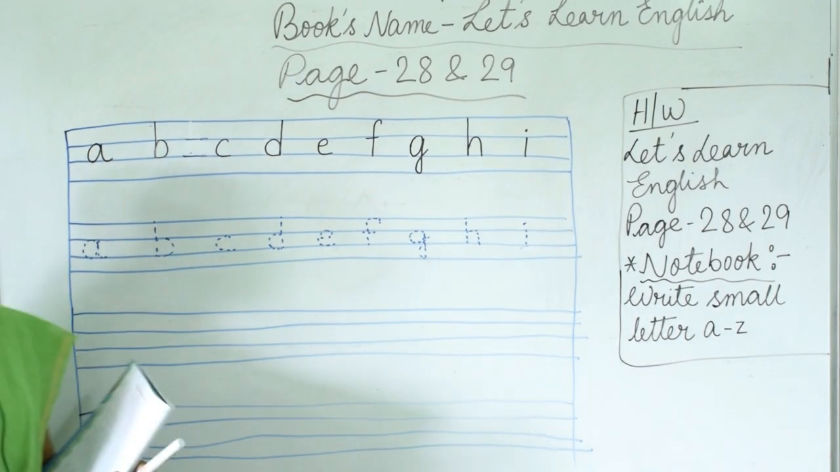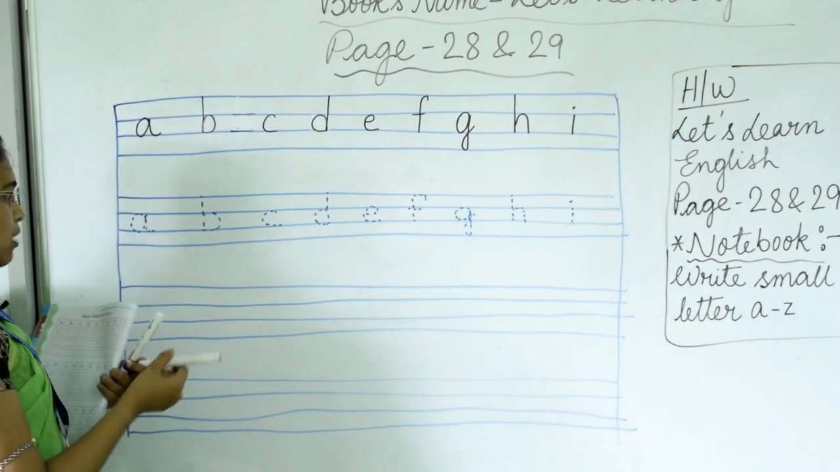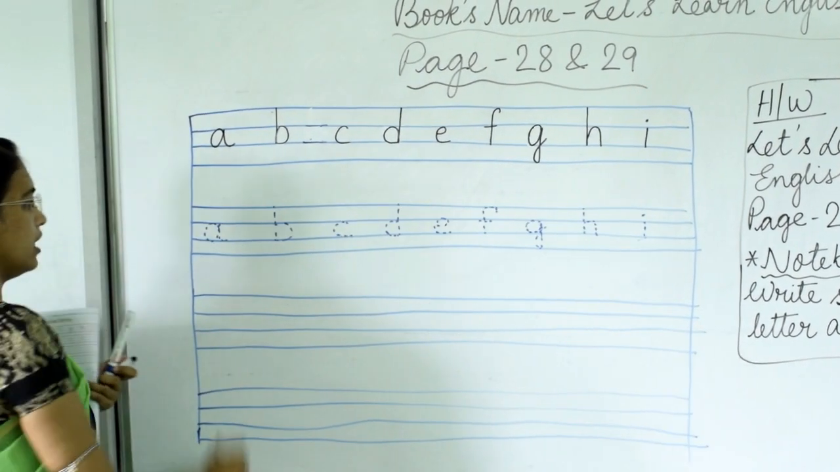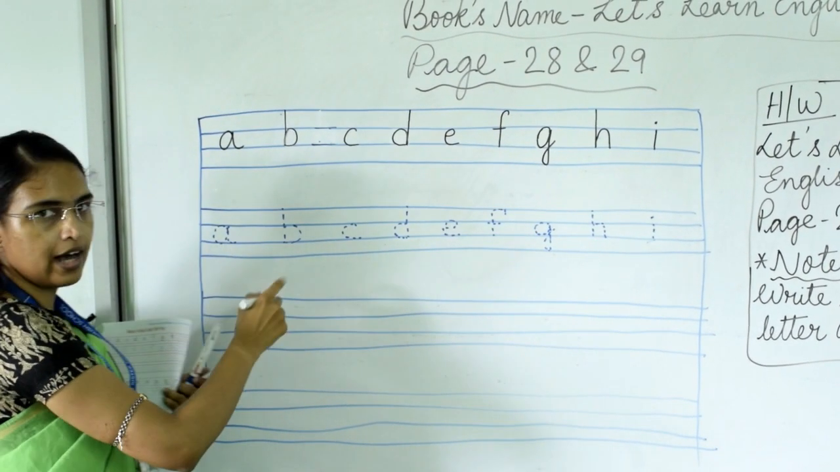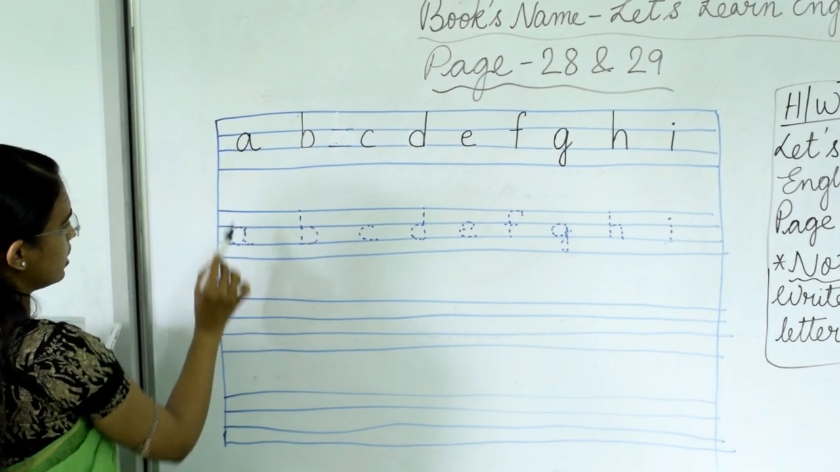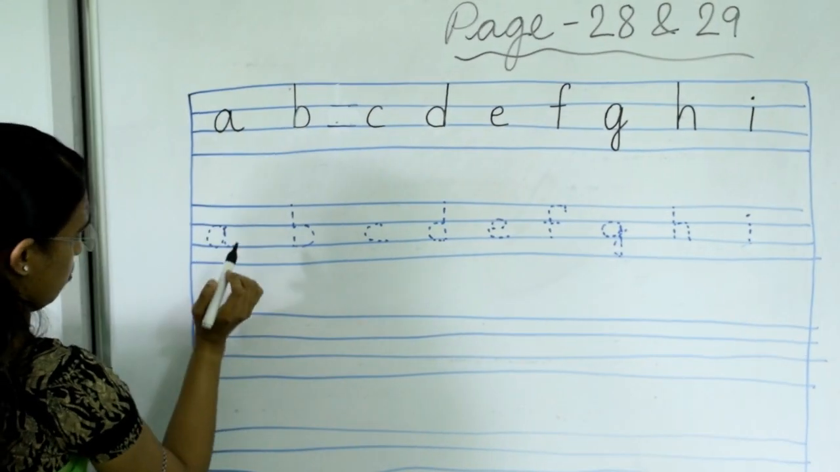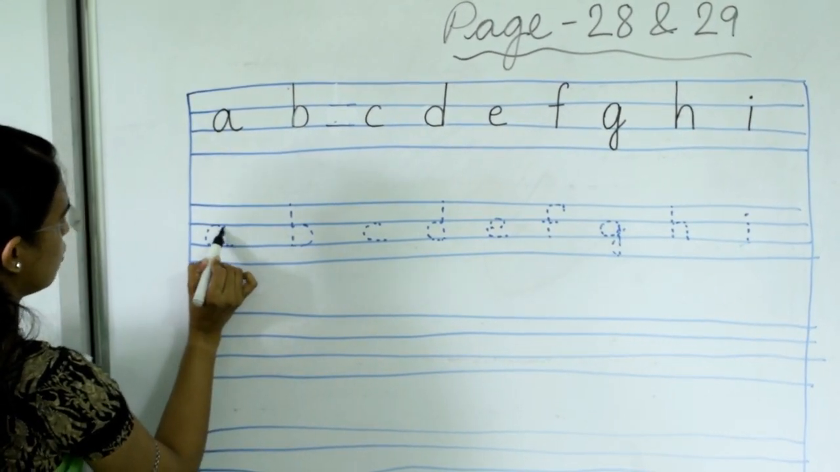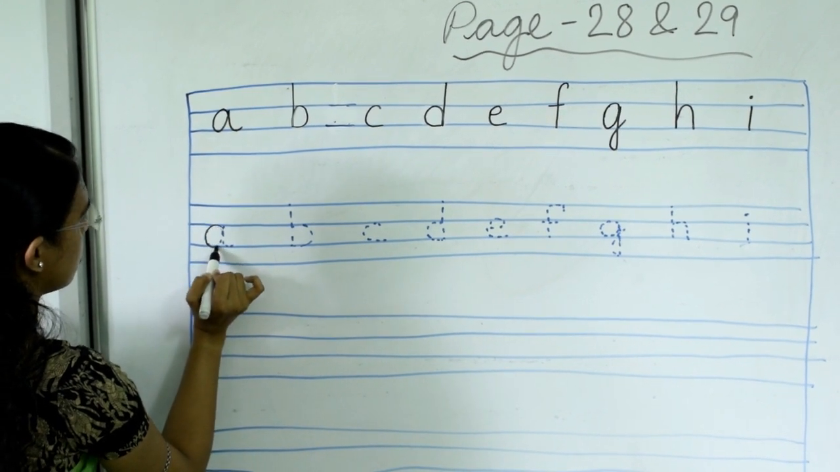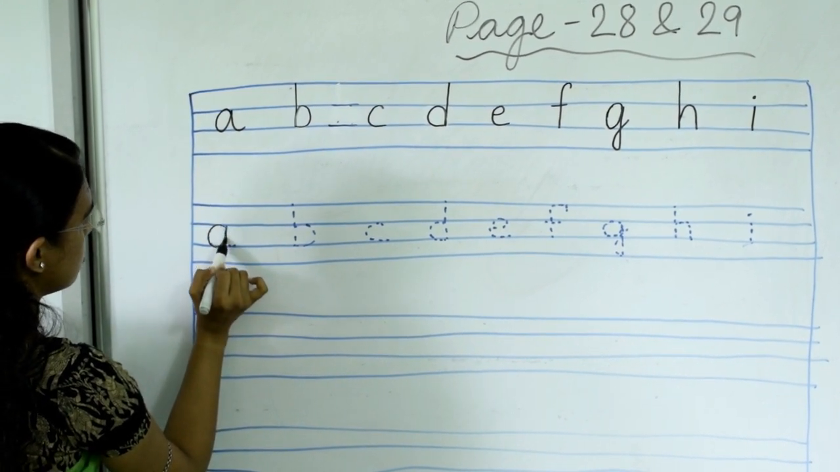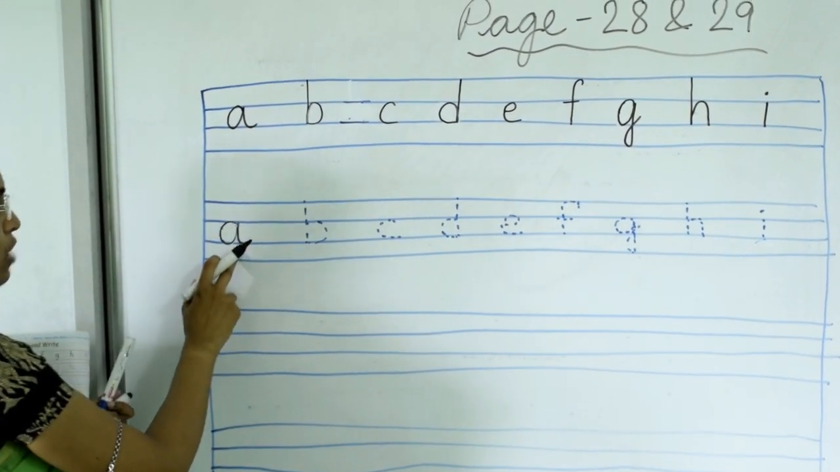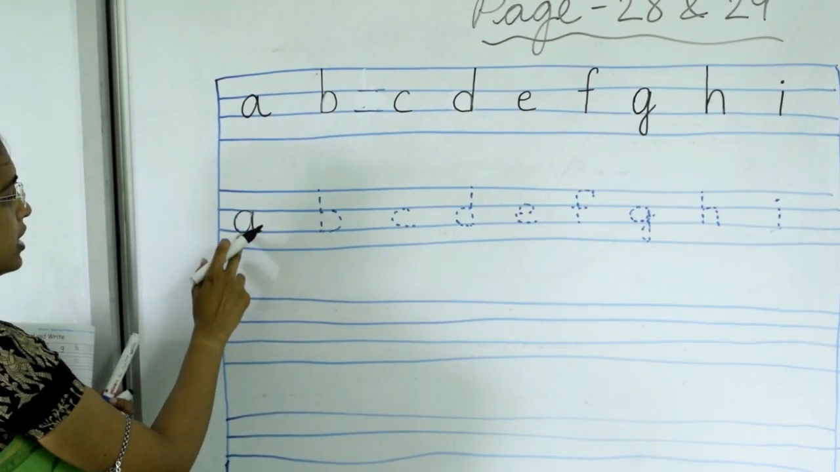Okay, in your book it is written like this, right? So now what we have to do? We have to trace all these alphabets, and when you are tracing the alphabets you have to read also. Okay, so what is this? This is letter A. So what you have to do? First you have to start from here. First make a curve, then draw another curve. Okay, in this way you have to write A. This is small letter A.